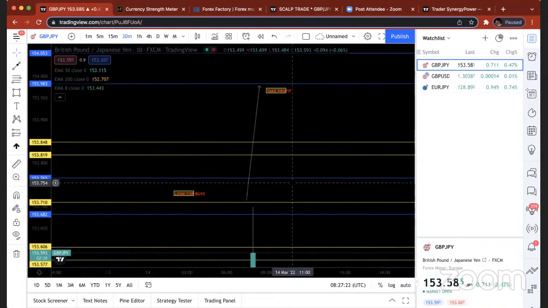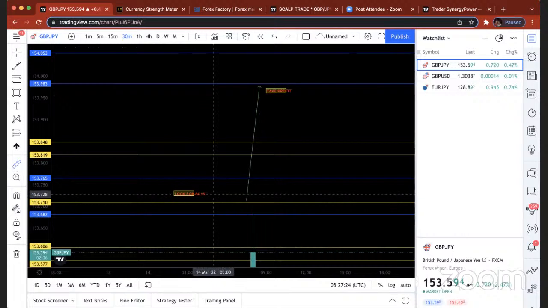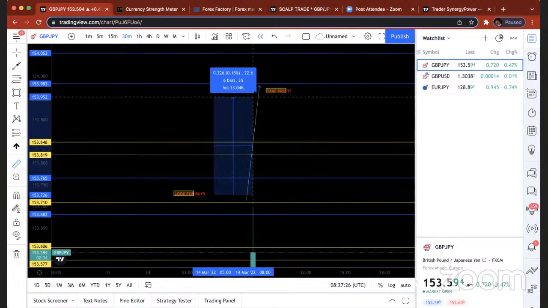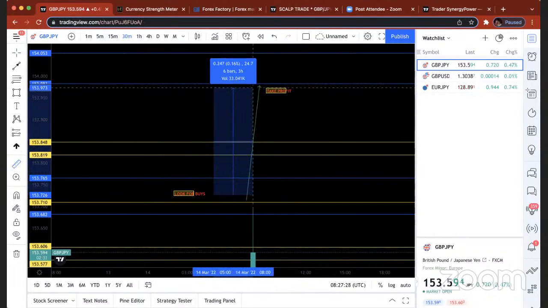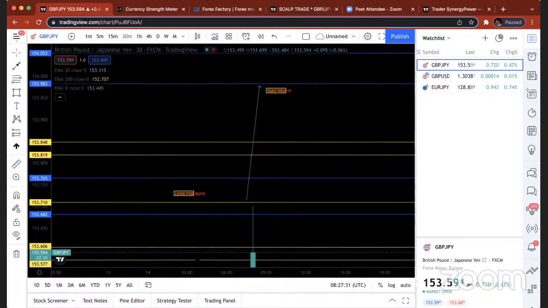But remember, we're going to pay attention to price in these areas as well, just because they're very important areas, but we'll be going for at least 25 pips. Does that all make sense?